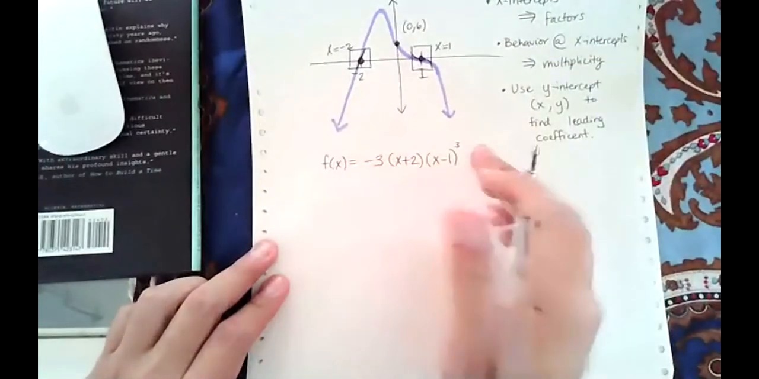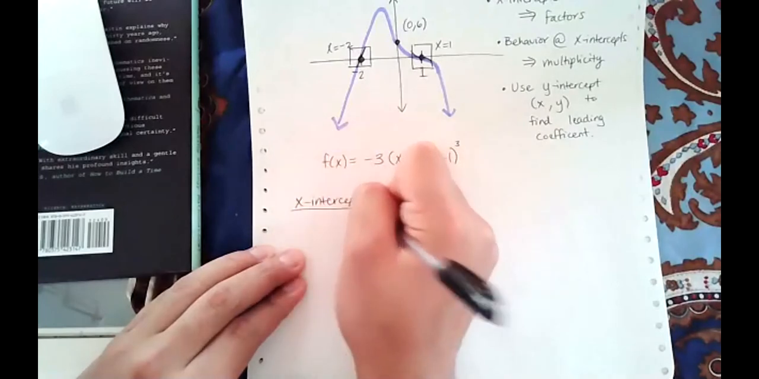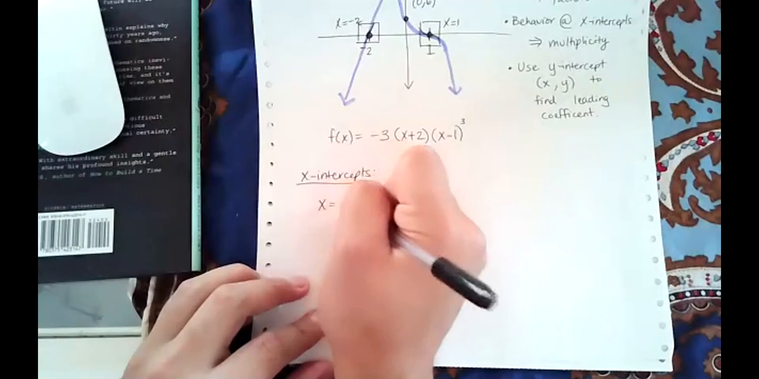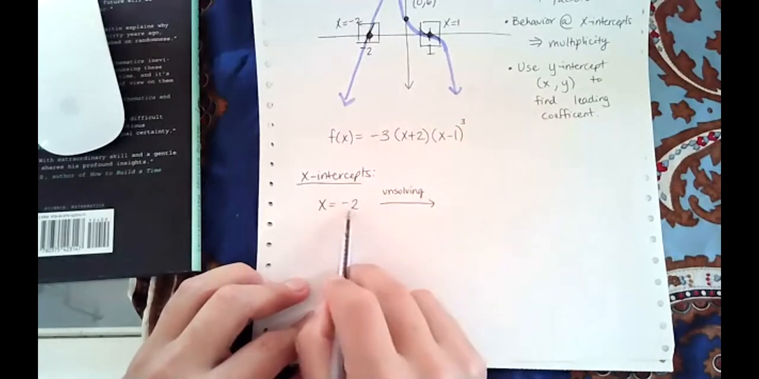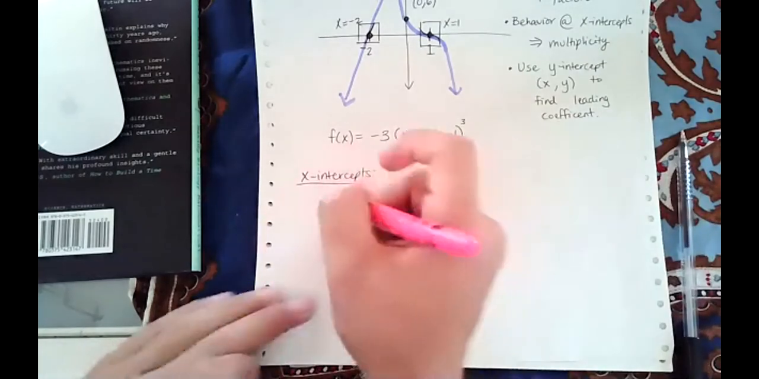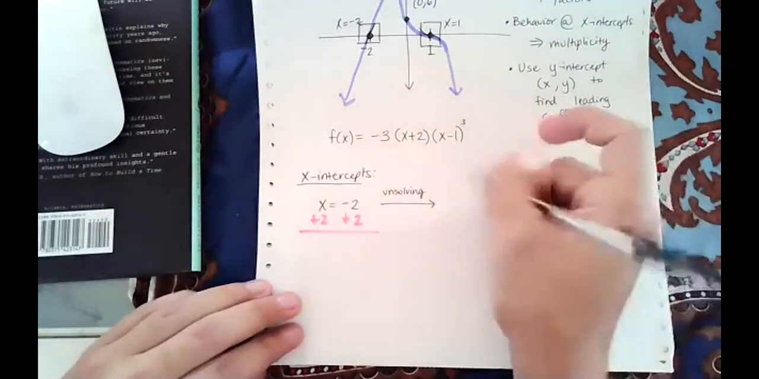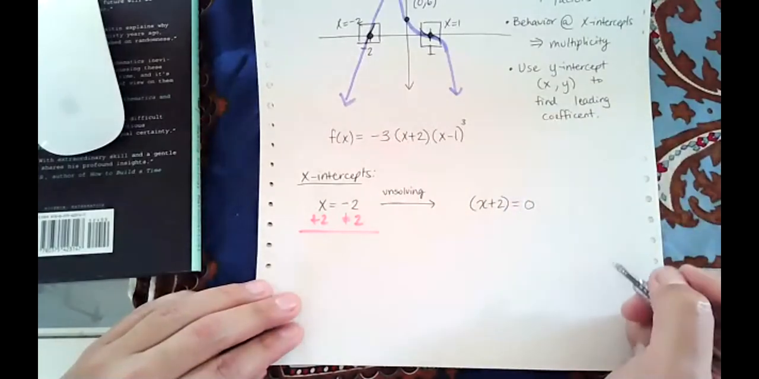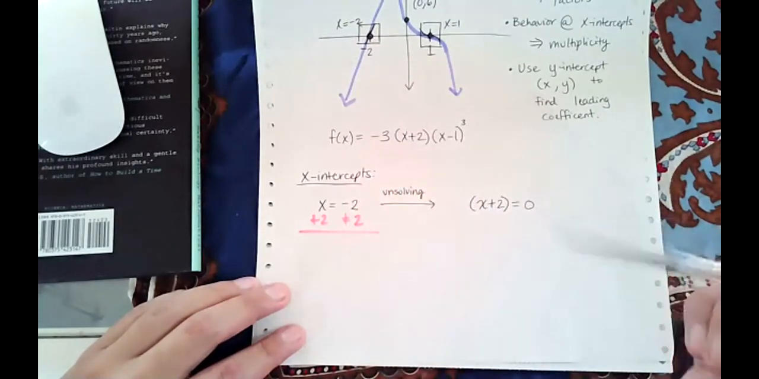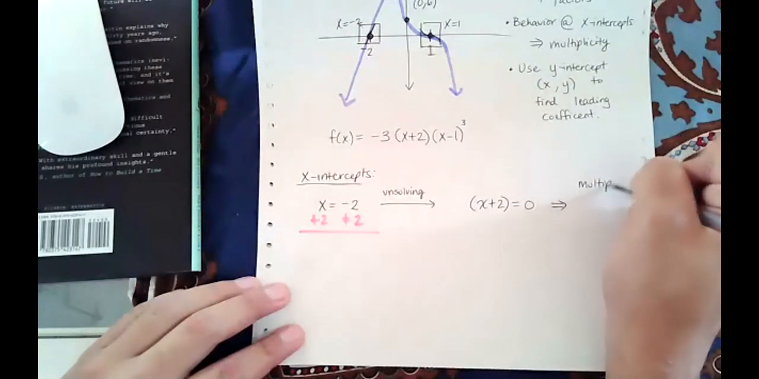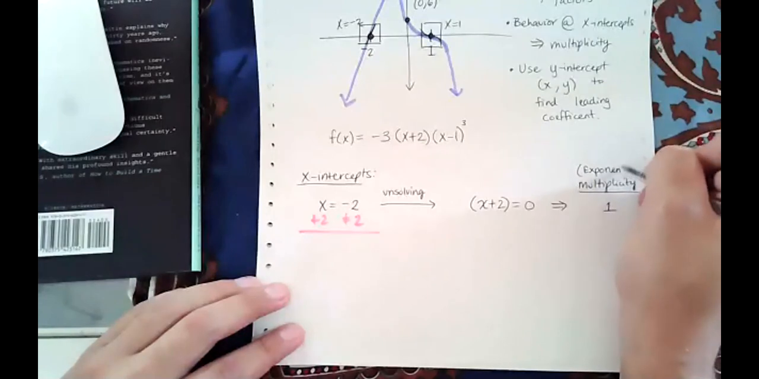Okay, but let's go through the process, right? I'm pretty sure that this is looking good to me. So the x-intercepts can be found by taking x is equal to negative 2. I drew an arrow last time, but you can think of it as unsolving or rearranging this expression so that we can add the 2 over to the other side, right? Get it set equal to 0. So you would get this expression that says x plus 2 is equal to 0, okay? And again, if we observe the behavior at that x-intercept, we know that the multiplicity or the exponent on that should be 1 because it's linear, right? So if you need to, you can note that the multiplicity is just the exponent on that factor.